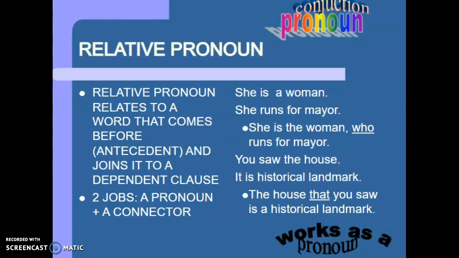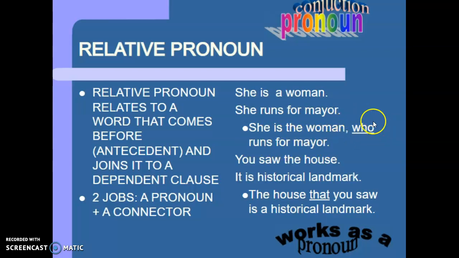Relative pronouns. Relative pronouns relate to a word that comes before, the antecedent. Remember, the antecedent is the noun in the sentence, and it joins it to a dependent clause. And we talked about independent and dependent clauses before. That dependent clause is a part of the sentence that cannot stand by itself. Okay? She is a woman. She runs for mayor. Okay? She is the woman who runs for mayor.